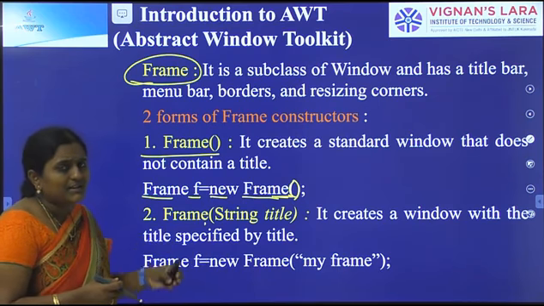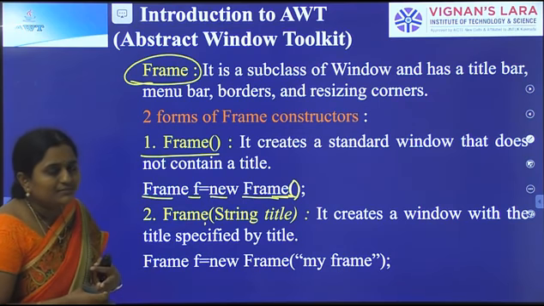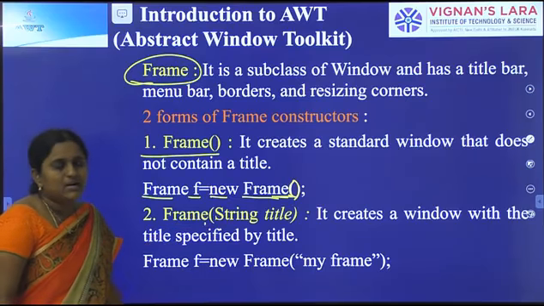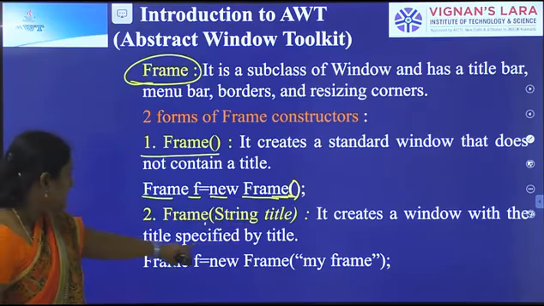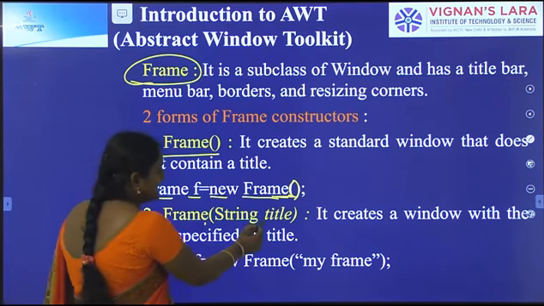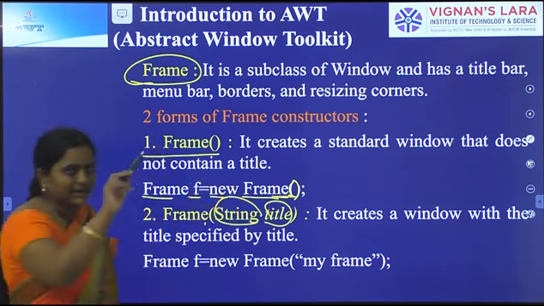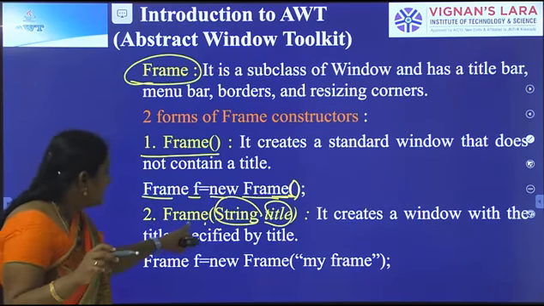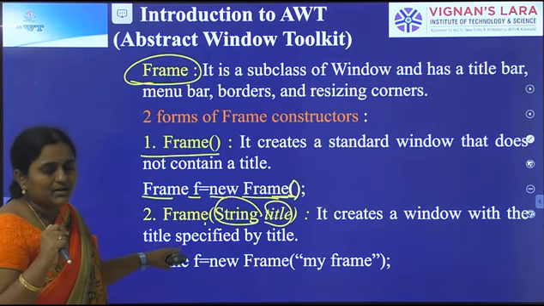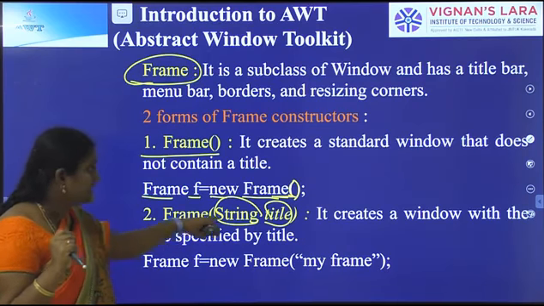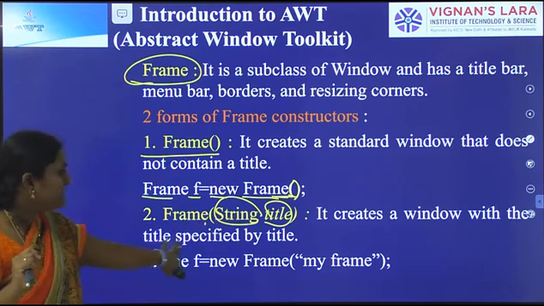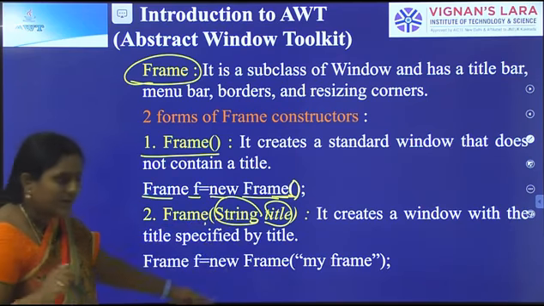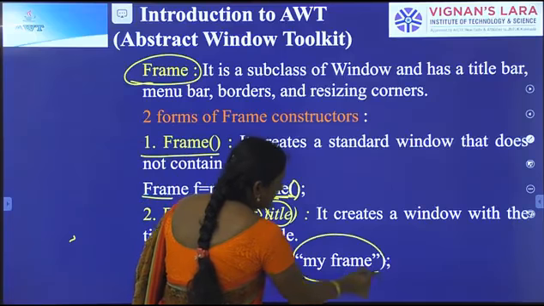Whenever this frame constructor is used in our program, it creates a window with the title specified by title. Title is string type, so we can specify some title. That's why here I am creating an object of the frame class: Frame f = new Frame("my frame"). Here my frame is the title.